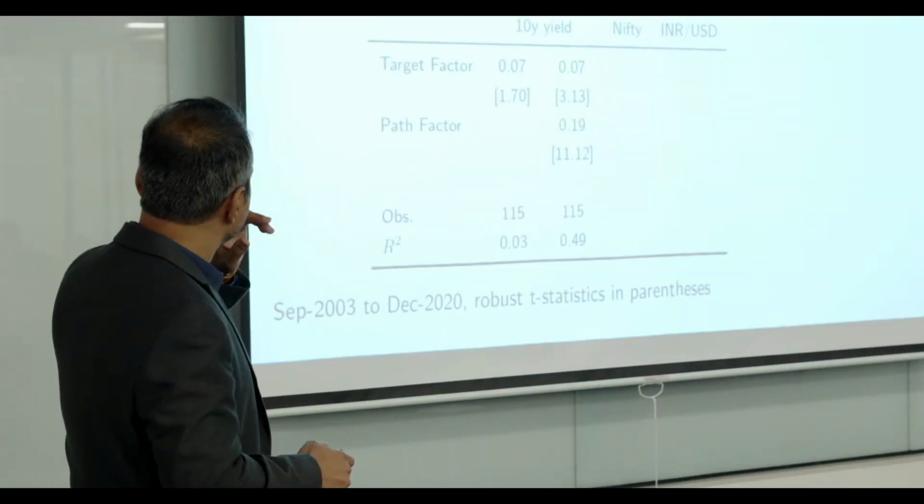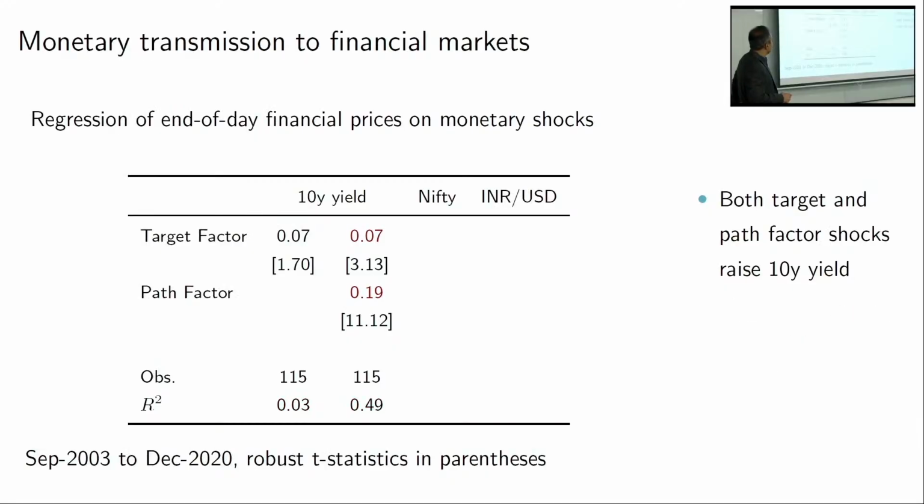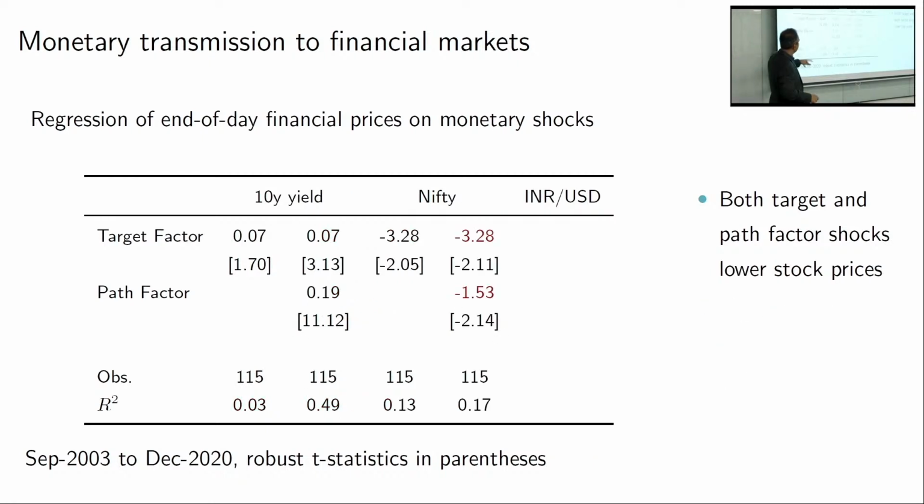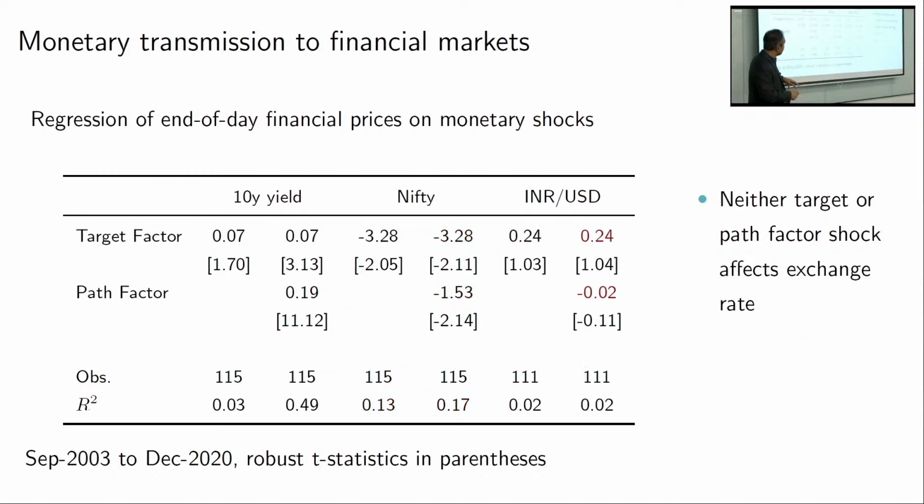Okay, so in terms of the monetary transmission, what we're doing is just regressing different financial markets. So these are bond yields, this is the stock index, this is the exchange rate on both the target and the path factor. And we find evidence that after a contractionary shock, bond yields go up, stock prices go down, but not much happens to exchange rates. Okay, and in the discussion, I'm sure we can talk about this, but lots of reasons: capital controls, the market does expect the RBI to intervene from time to time, so we can continue that discussion.